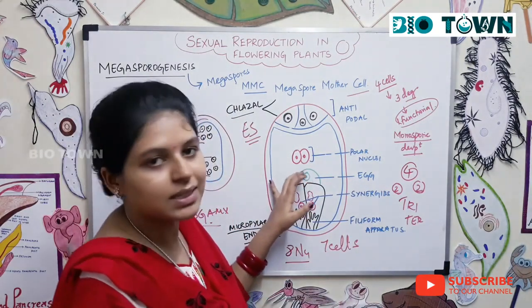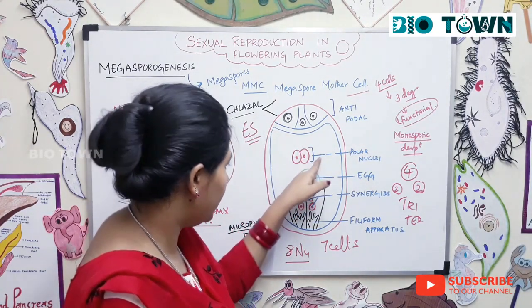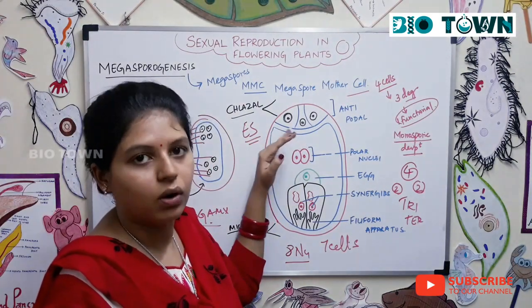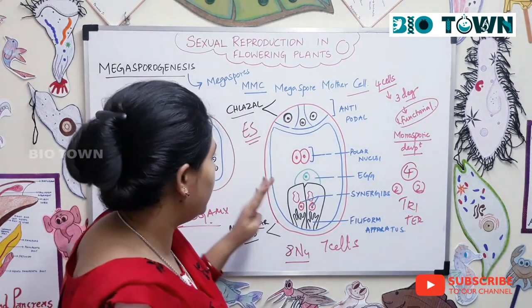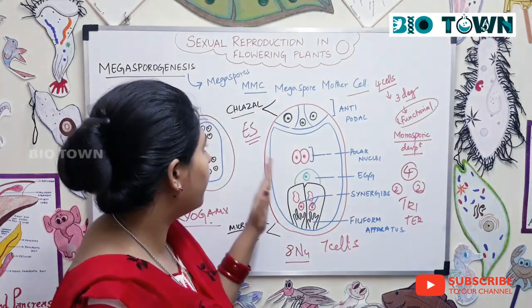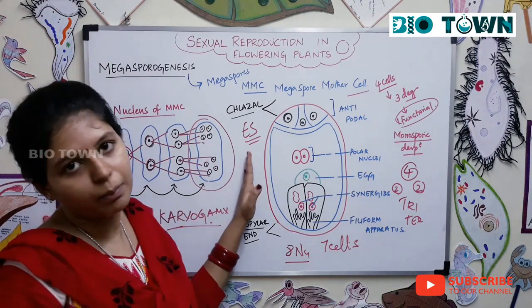So now next is the egg cell. Next you have the polar nuclei, which are present in the middle of the cell, the center of the cell. Alright. So now an 8-nuclear stage with 7 cells. Right. So this is all about the assemblage of the nuclei inside the embryo sac.